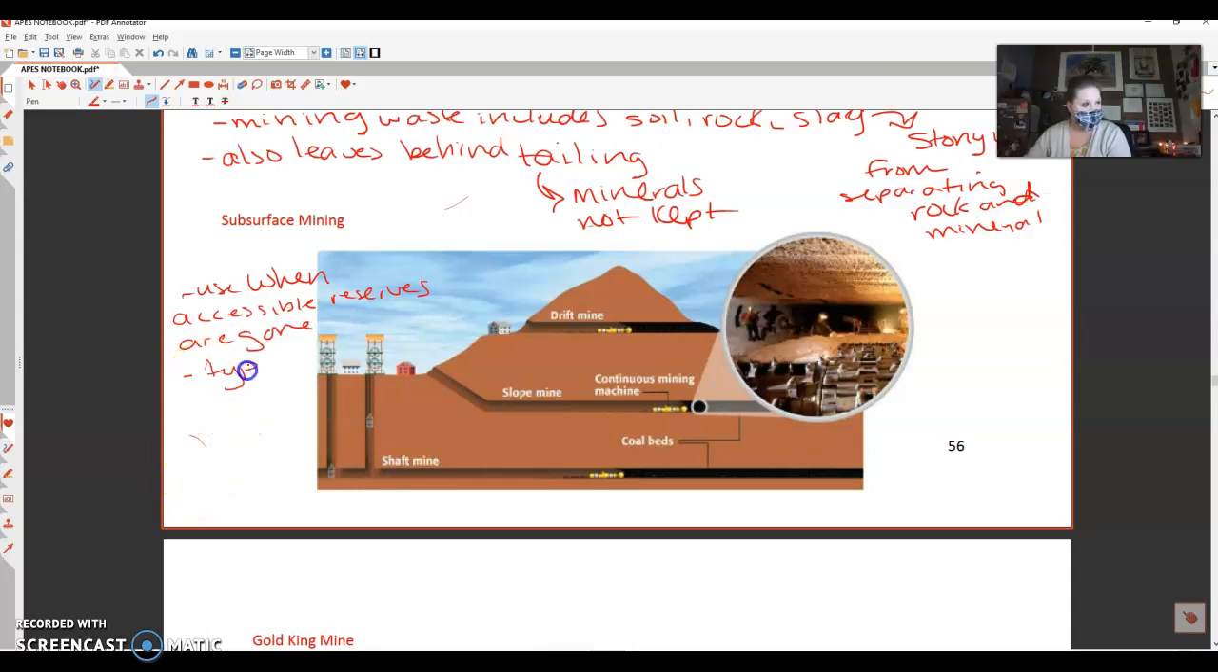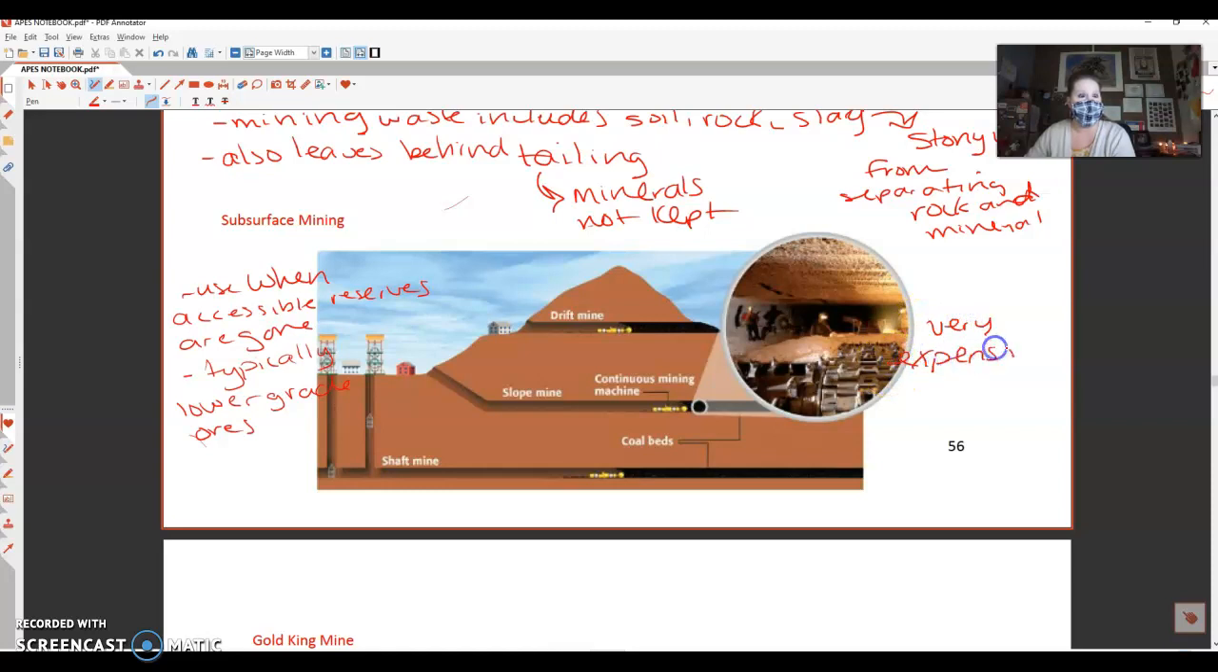So typically, this is going to be lower grade ores. Okay, and one of the big cons to doing subsurface mining, other than the damage you're doing to the planet, is this is very expensive.